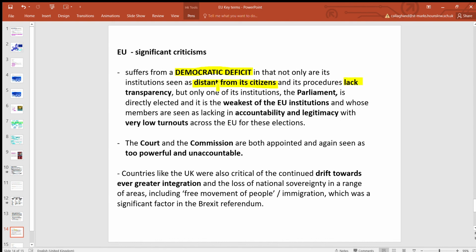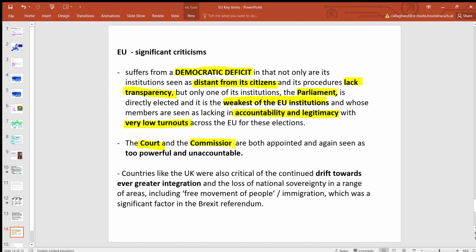The procedures within the EU lack transparency, and there are some bog standard ones that are really terrible. For example, MEPs can claim expenses and they don't provide any evidence of how they spend it, because obviously they're all honourable people. Only one of its institutions is directly elected. It's the European Parliament, and that happens to be the weakest of the EU institutions. And there are questions about the accountability and the legitimacy of that institution. Very low turnouts, again very distant from citizens. The European Court of Justice and the Commission are both appointed, they're not directly elected, and these are arguably the most powerful institutions in the EU.